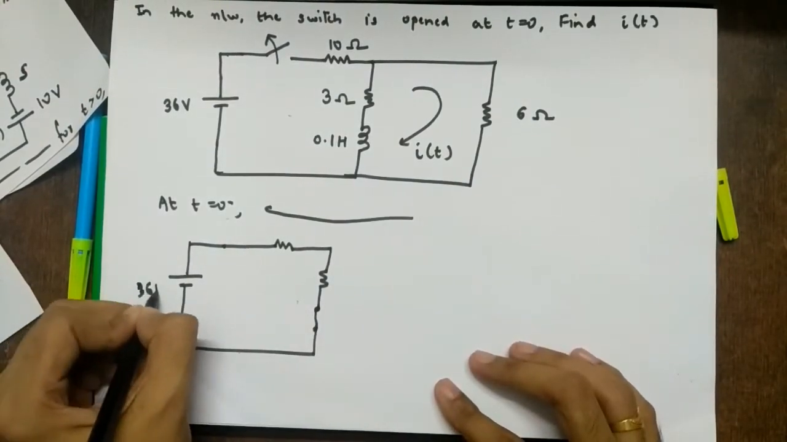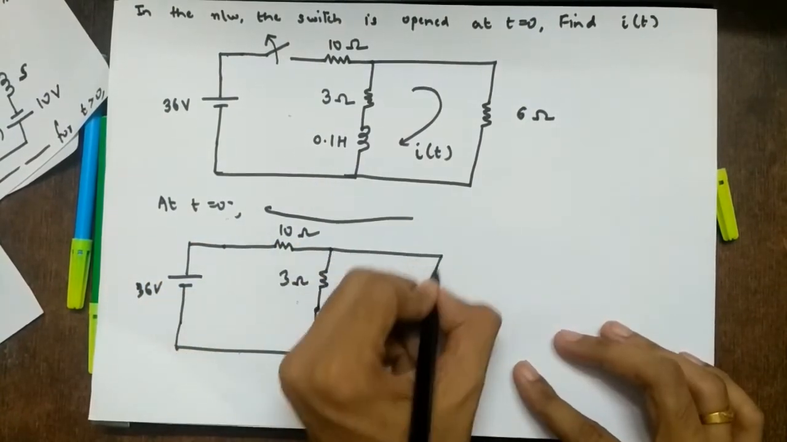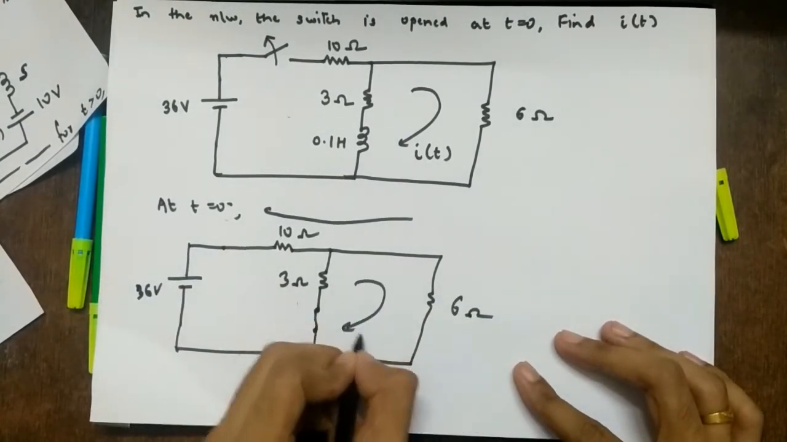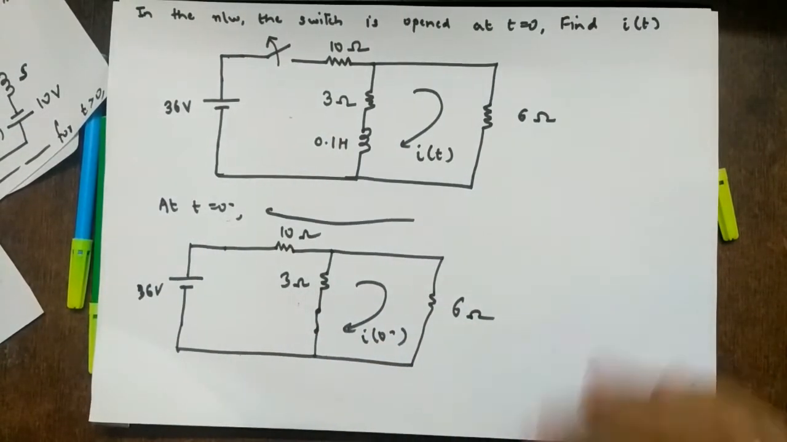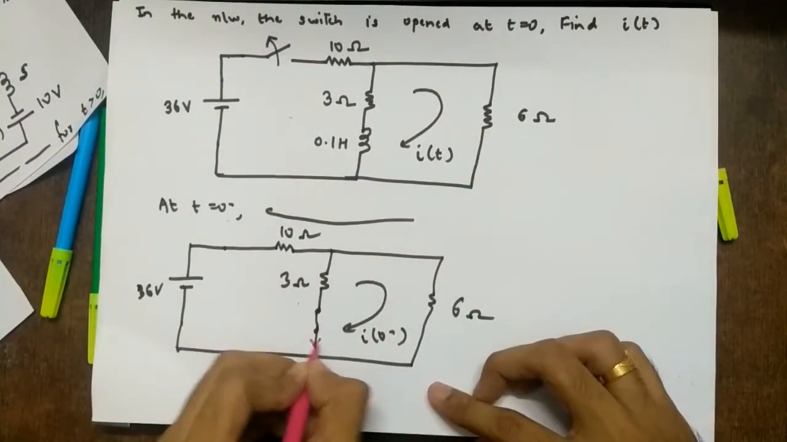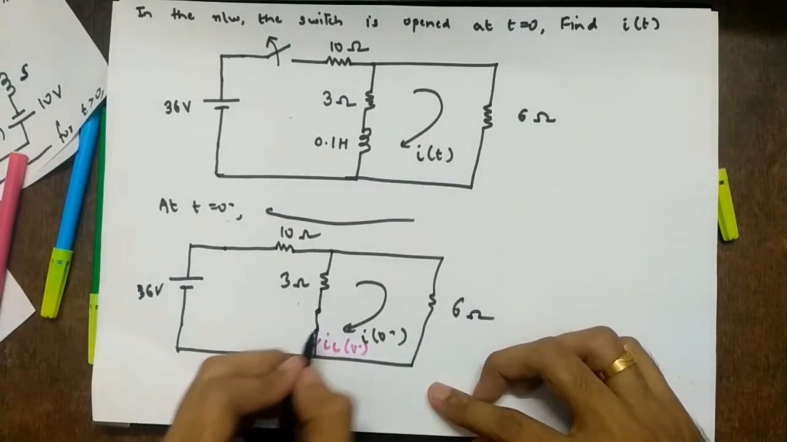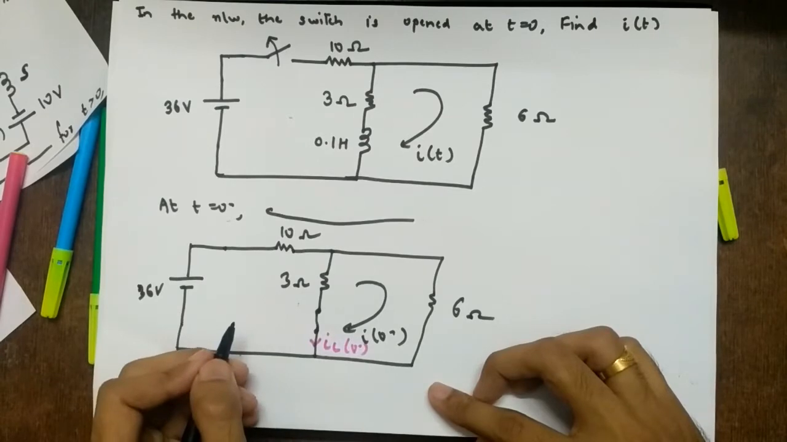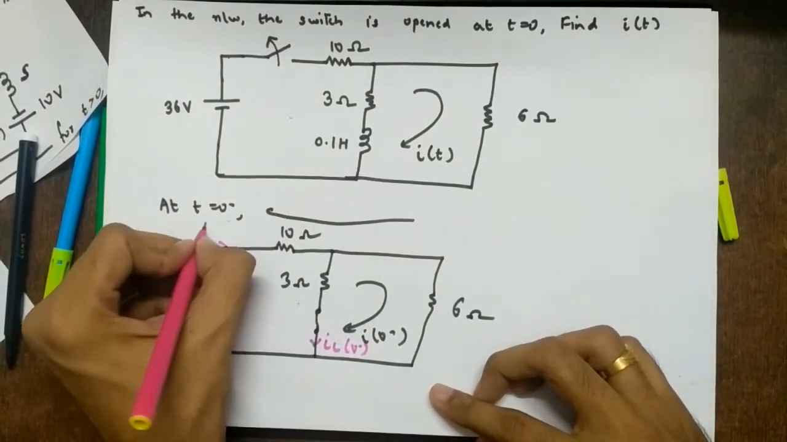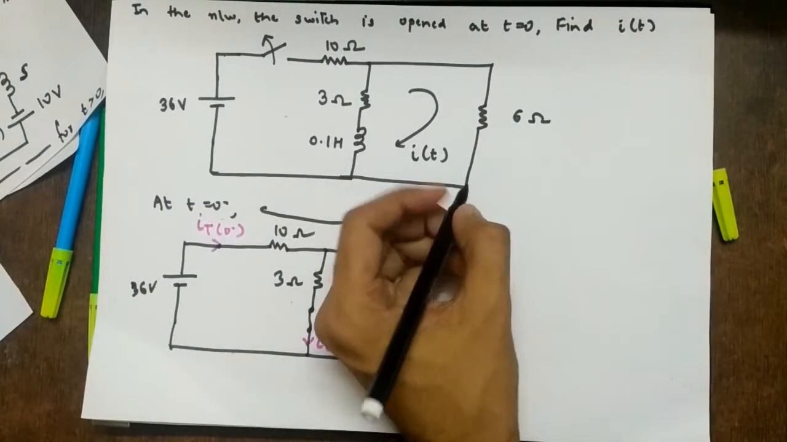So this is 36 volts, this is 10 ohms, 3 ohms, and this will be 6 ohms. This will be i(0 minus), right? And you always require the current through the inductor, so you name it iL(0 minus). You don't know iL(0 plus), nor i(0 plus). But you can find the total current and use the current division rule. So let's say this is iT(0 minus). What will be iT(0 minus)?